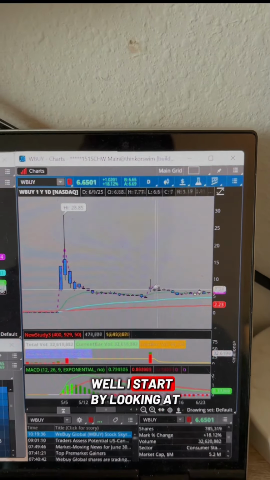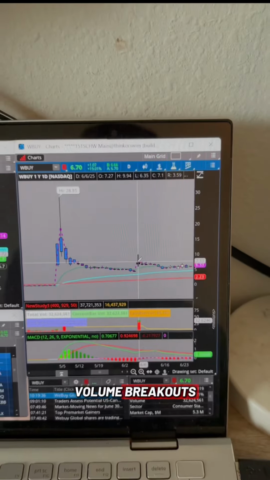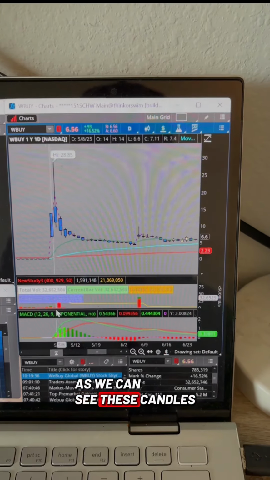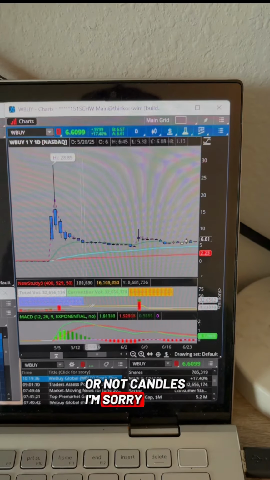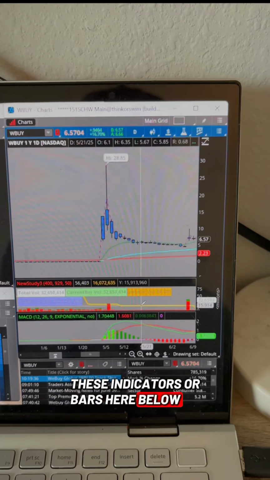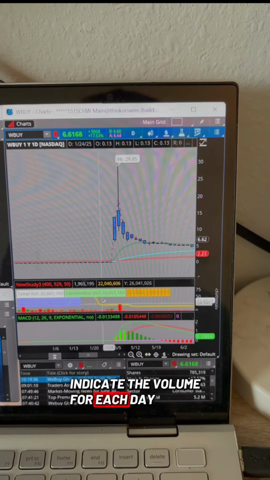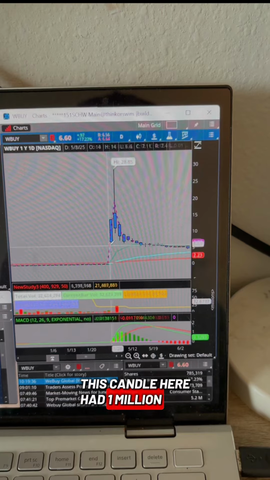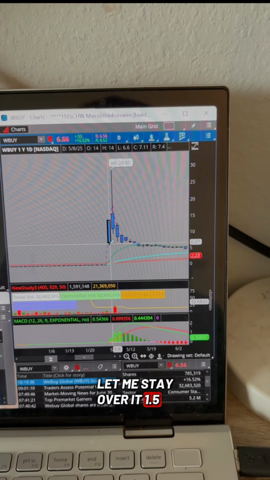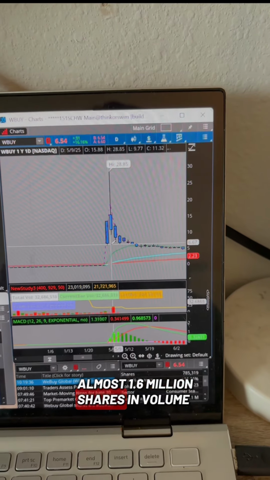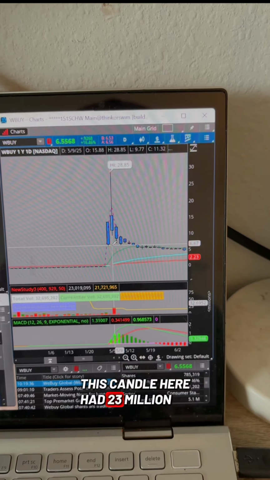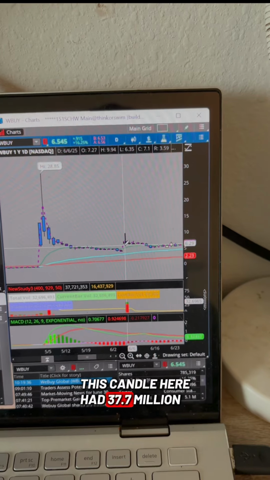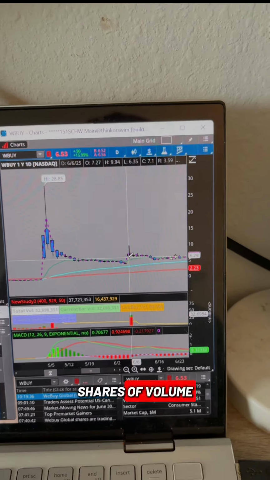Well, I start by looking at volume breakouts. And what that means is looking, as we can see, these indicators, or bars, here below indicate the volume for each day. So for example, this candle here had 1 million, let me hover over it, 1.5, almost 1.6 million shares in volume. This candle here had 23 million shares of volume. This candle here had 37.7 million shares of volume.